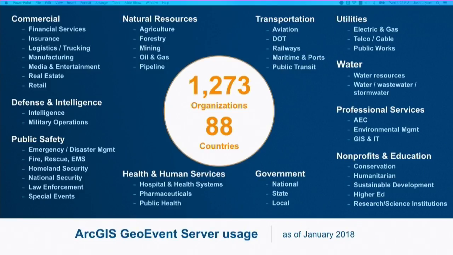When most people come to the table thinking about IoT, they think about smart city and smart community, and that's a very important space. But if you look here at an example, we actually have customers in almost 1,300 organizations in 90 countries using this technology, in industries across the spectrum, from commercial services to healthcare, defense services, and public safety.